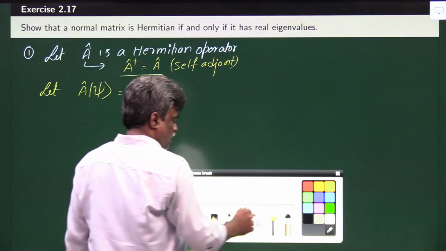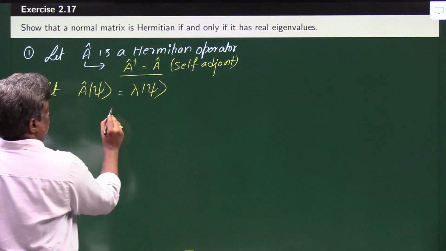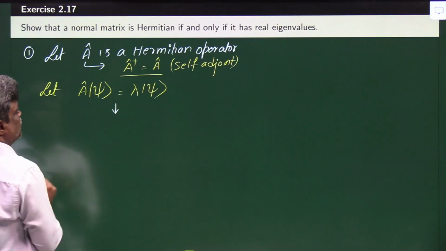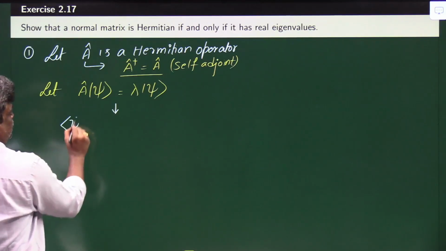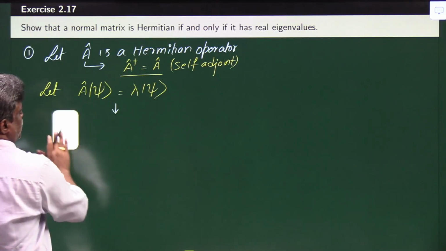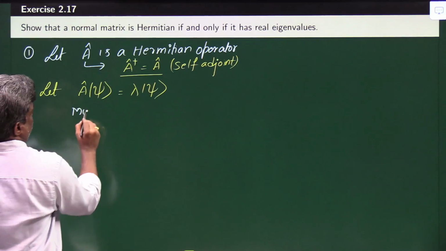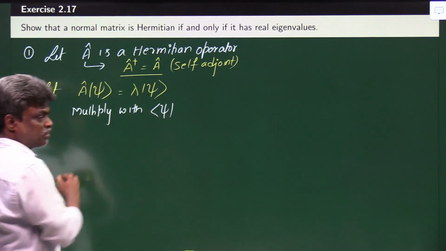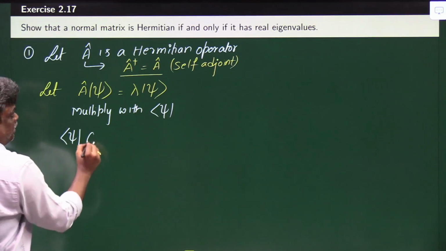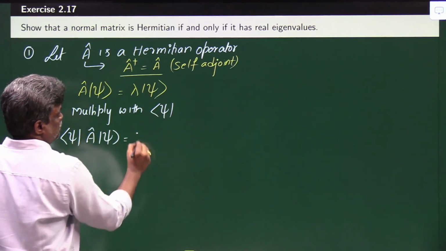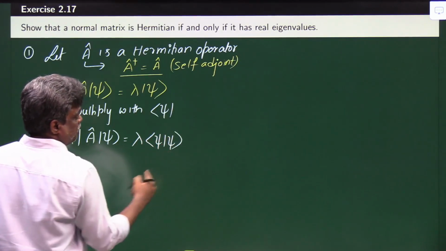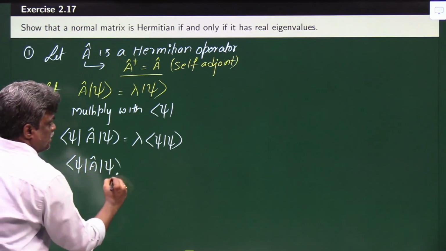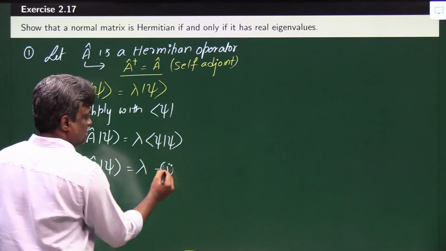Okay, right. Let it be equation 1. Now I'm just multiplying on both sides with the bra psi. So multiply with bra psi on both sides. This is bra psi A ket psi equal to lambda, a constant, times psi psi. So this is equal to 1. So we got psi A psi equal to lambda. Let it be equation 1.